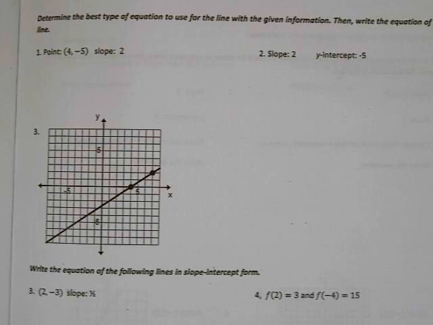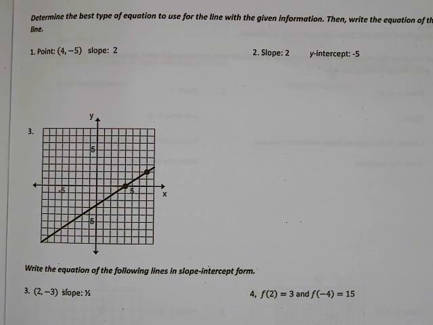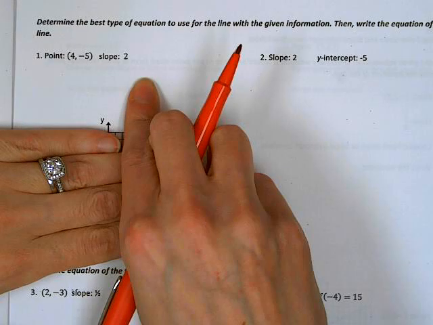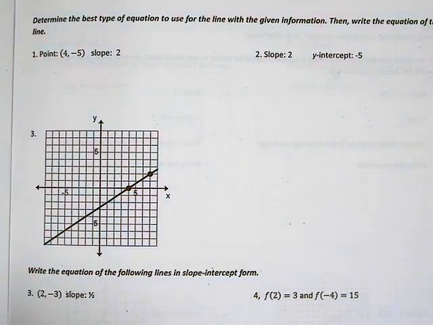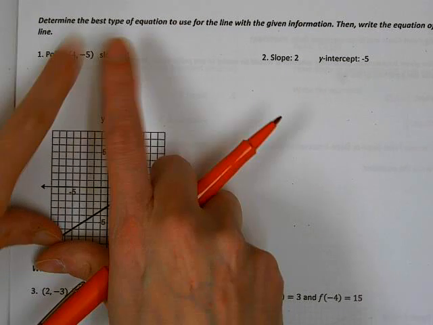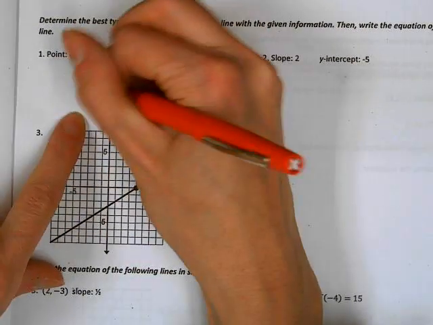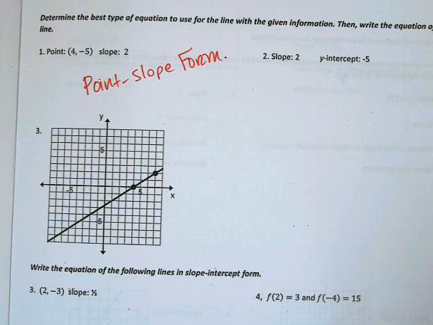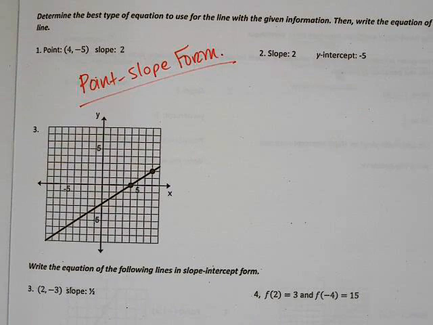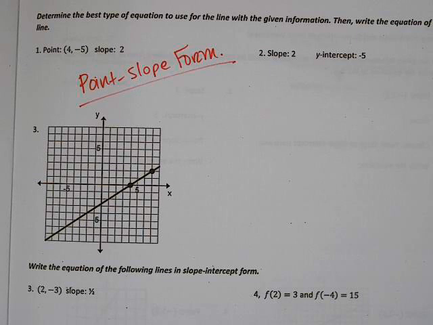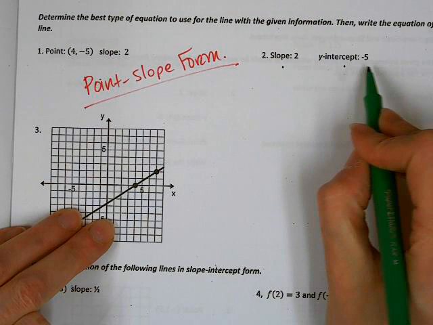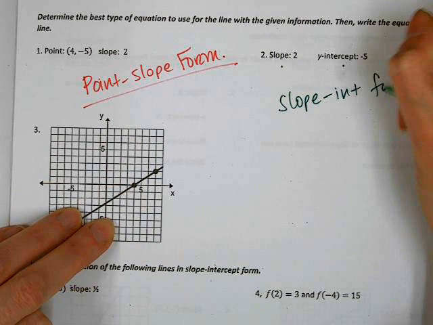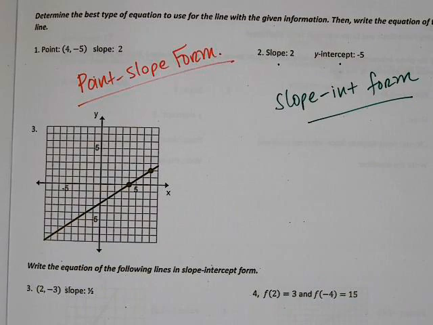So I'm not going to do these problems, I'm just going to choose the best method. Do you think that number 1 should be done in slope-intercept form or point-slope form? If they give you a point and they give you the slope, I would say you should use point-slope form. But again, I'm not going to do it. I'm just going to talk about what method would be best. Now look at number 2. If they give you the slope and the y-intercept, then I would use slope-intercept form. So it all depends on what you have.